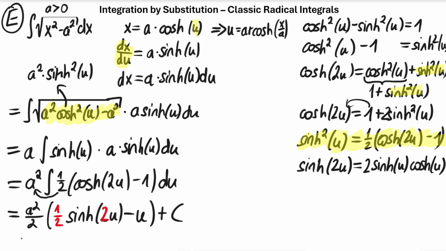Okay. So I think I rewrite the whole line here. It is a squared over 2, and then here hyperbolic sine, this 1/2 here cancels out with the 2 from the identity, so we just have hyperbolic sine of u times hyperbolic cosine of u minus u plus c.